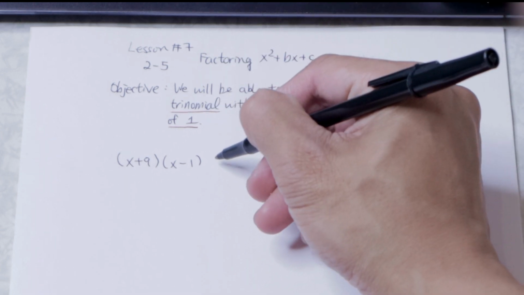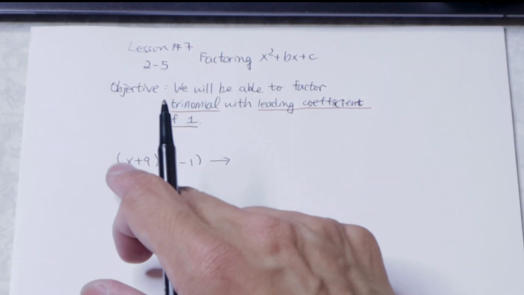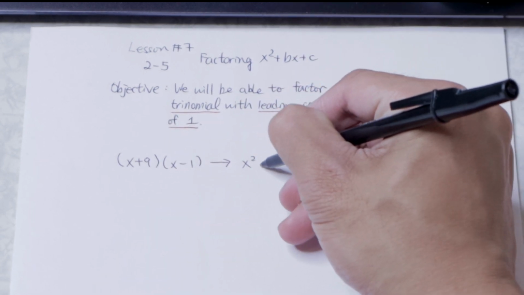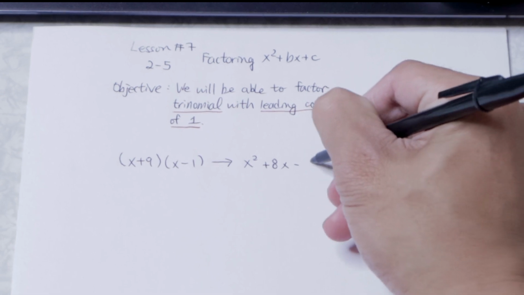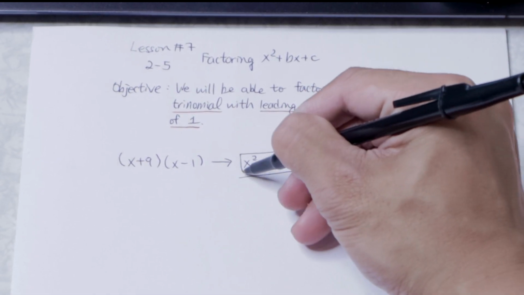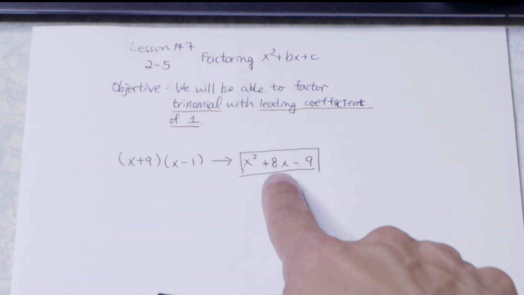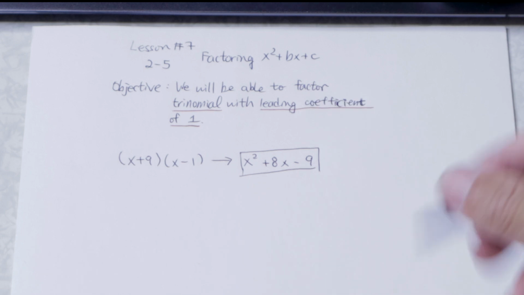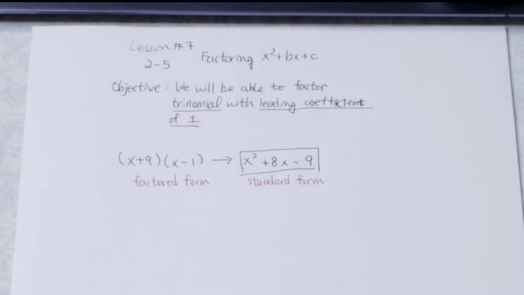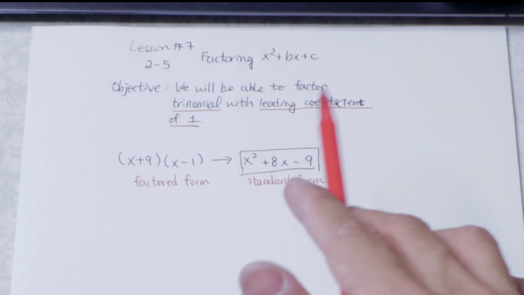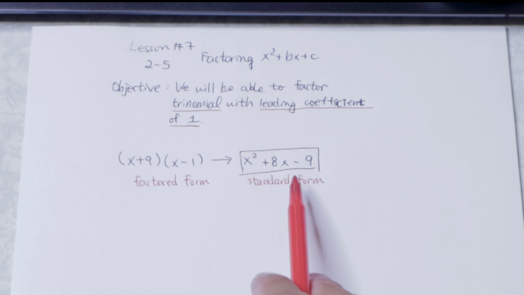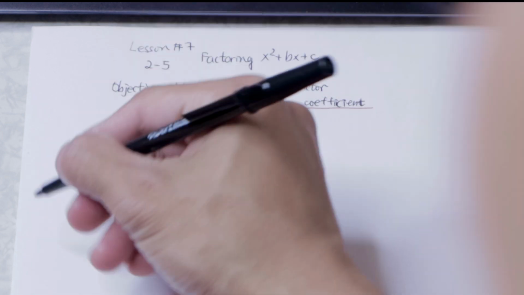If you were to multiply this using either the box method, distributive property, or the shortcuts, you'll get x squared plus 8x minus 9. So again, from the previous lesson we discussed that the problem is the factor form, and this is the standard form. Let's write this down. At any point you need some time to write this down, you could pause this video, and when you're ready you could play it again. Our goal today is that I'm going to give you a standard form and you give me back the factor form.